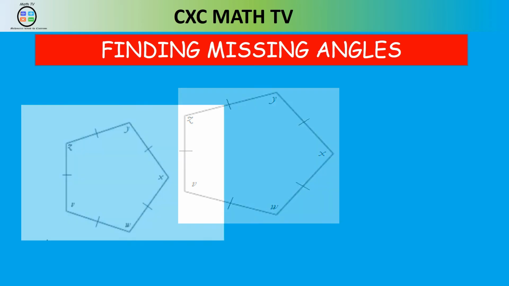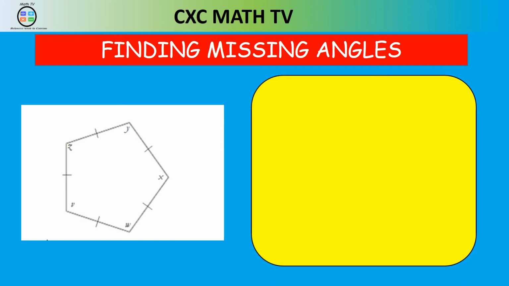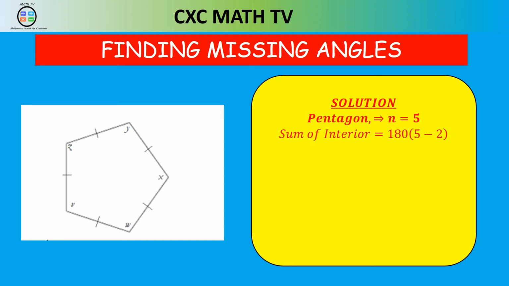So the first thing we realize is that this is a 5-sided figure and they're all equal in length. So this is a pentagon, so n equals 5. So the sum of the interior angles is 180 times 5 minus 2. That is 180 times 3, which is 540. Since it's a regular polygon, we know that z will equal y, which will equal x, which will equal w, which will equal v. So we can just call all of them x.